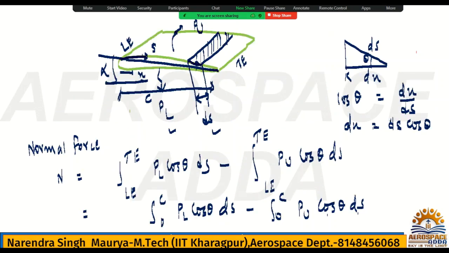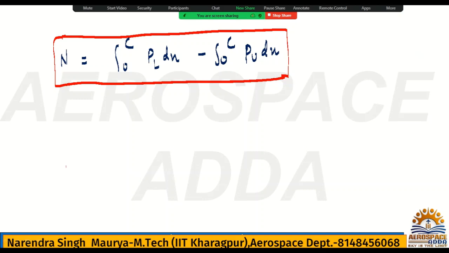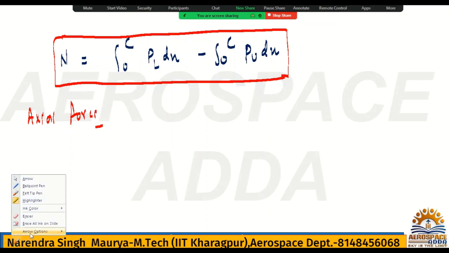Okay. Now similarly you can calculate the axial force. Like for normal you had taken the cos component, similarly for axial also you can write. So for axial what you may get? Obviously the sine component you may get. There is no doubt about it. Yes or no?